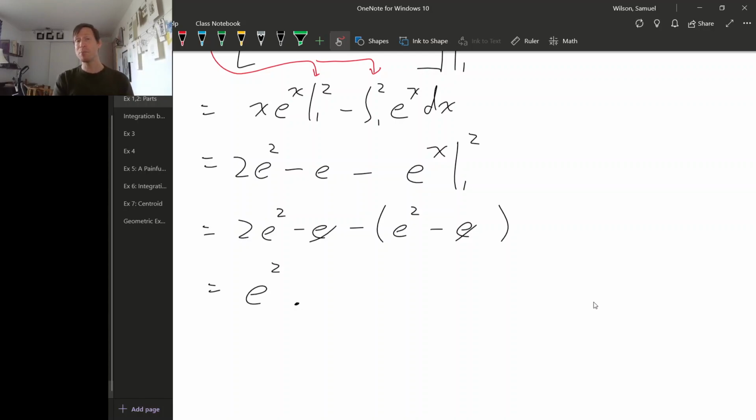So integration by parts is a trick that we can use to transform one integral into a different integral, and hopefully that new integral is easier to do. Although if you choose poorly, you might end up with an integral that's harder to do. Also, integration by parts, we can use it for definite integrals and indefinite integrals.